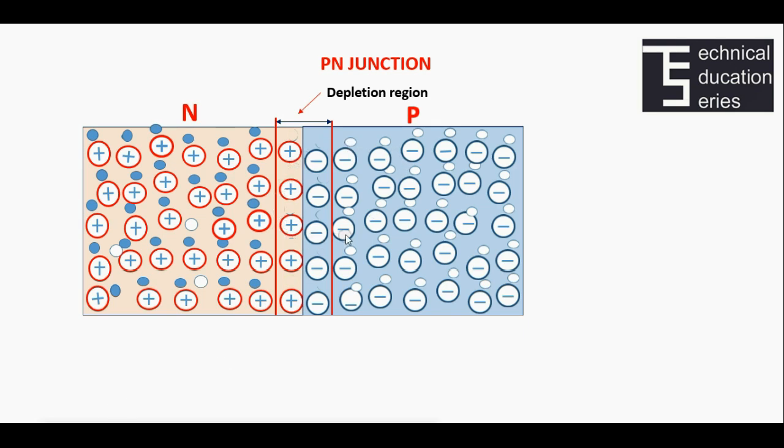Thus, a potential barrier is set up against further movement of charge carriers and is called the potential barrier or junction barrier. This junction barrier will have the same effect as connecting an external battery with positive to the N-type material and negative to the P-type material. The potential barrier for silicon will be 0.7 volt and for germanium will be 0.3 volt.